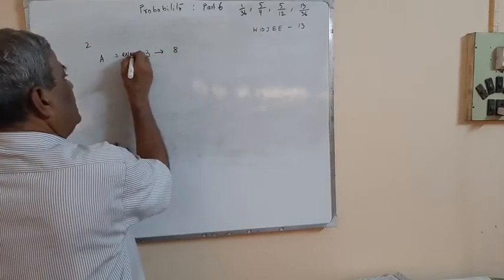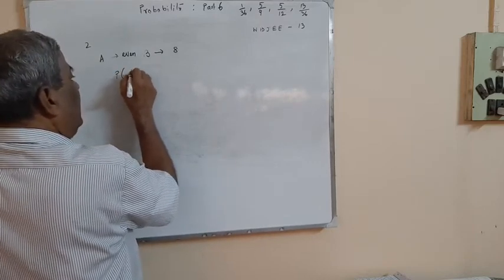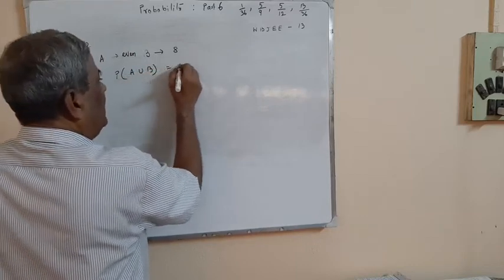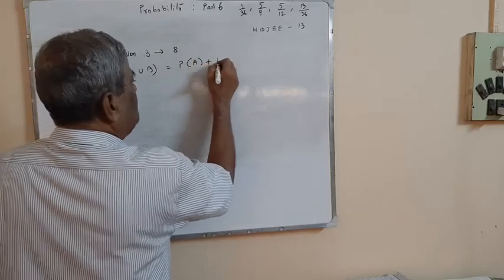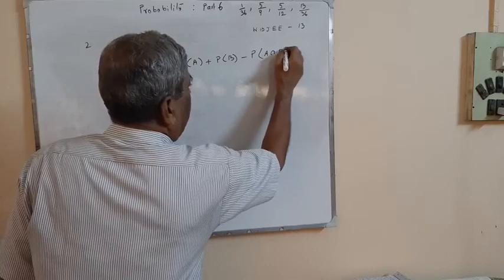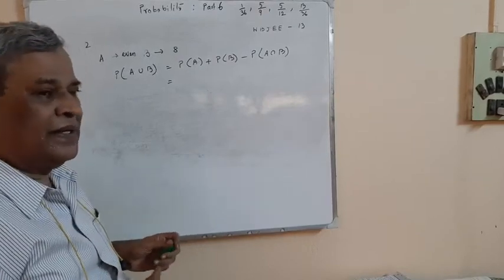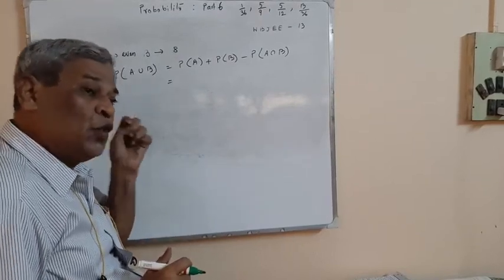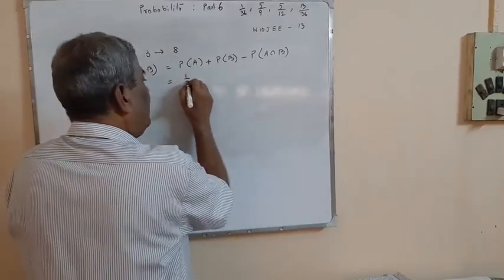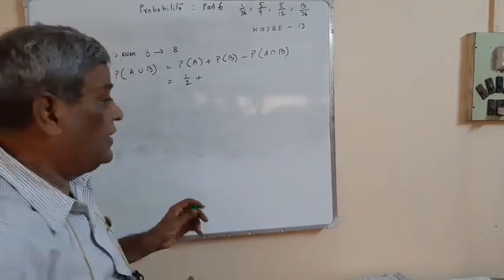It is even face. So we have to find the probability of A plus B, or A union B. It is equal to P(A) plus P(B) minus P(A intersection B). P(A), very simple. In the first die, the face shows even, which is nothing but 3/6, that is half, plus P(B). Sum of the faces is 8.